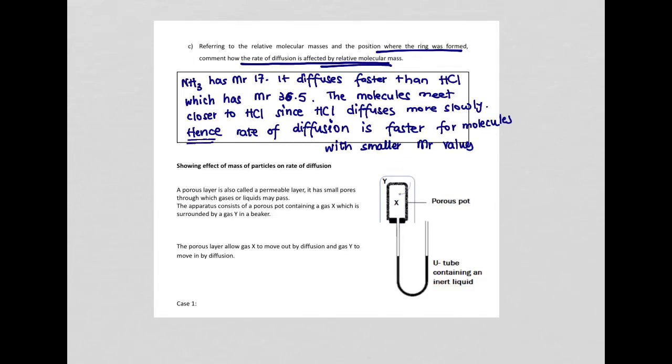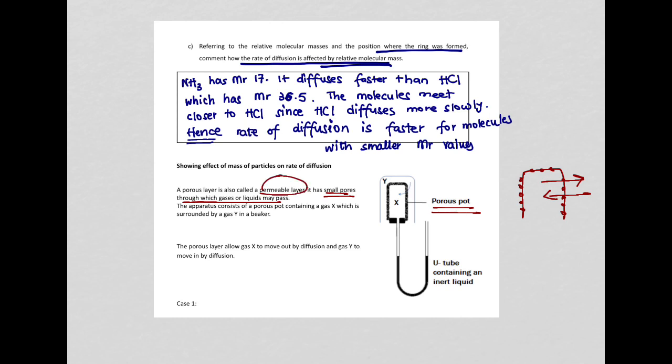So let's see the porous pot experiment. A porous pot is a container that has small pores through which gases or liquids may pass. So it's a container with tiny little holes in it, which means that molecules of liquids or gas can go through. This is called a permeable layer.